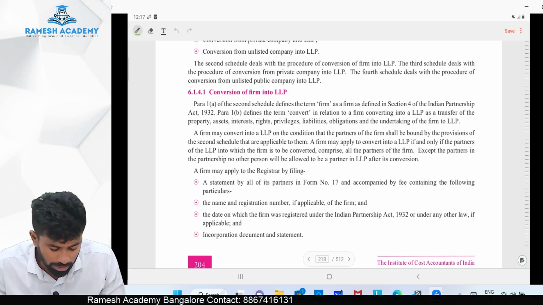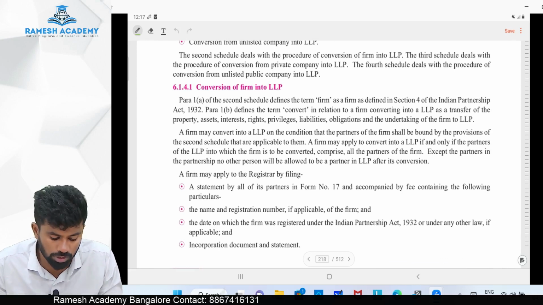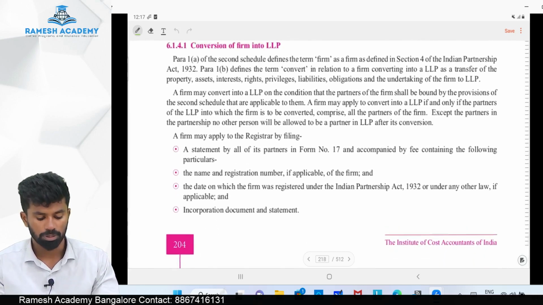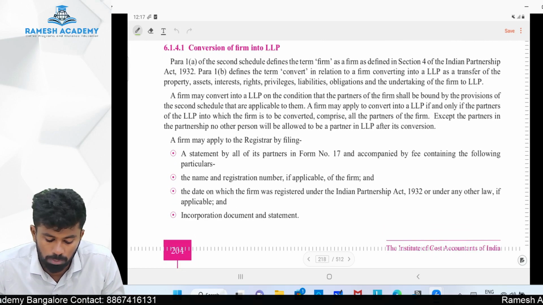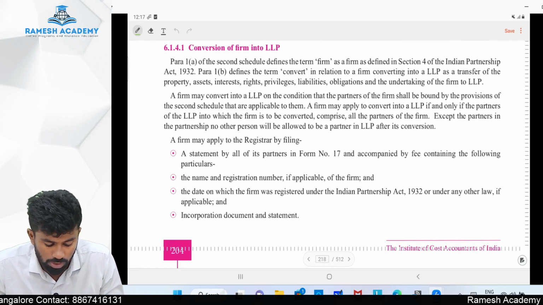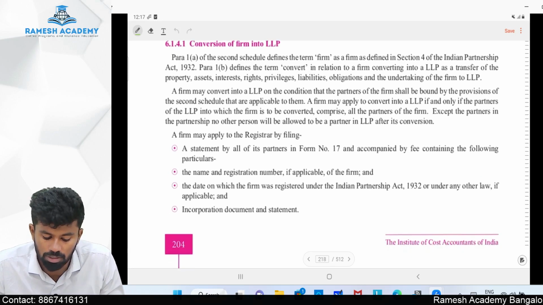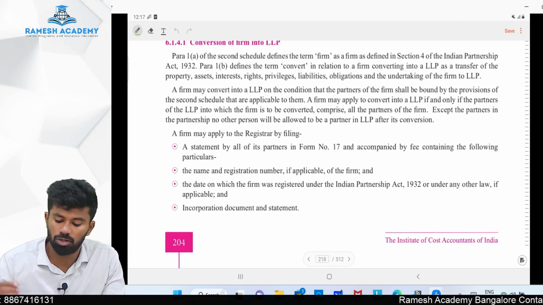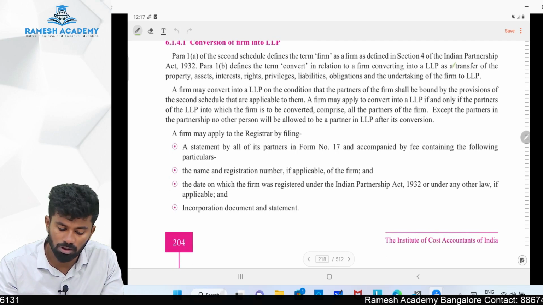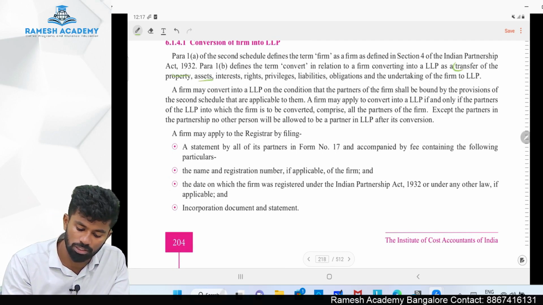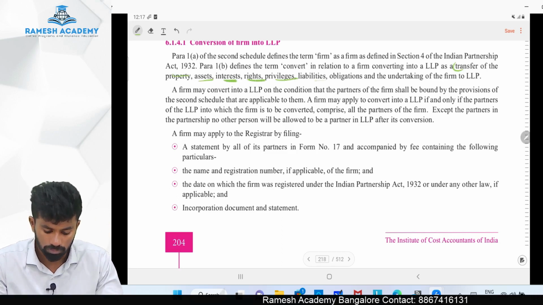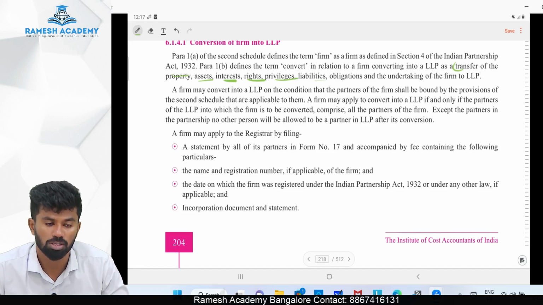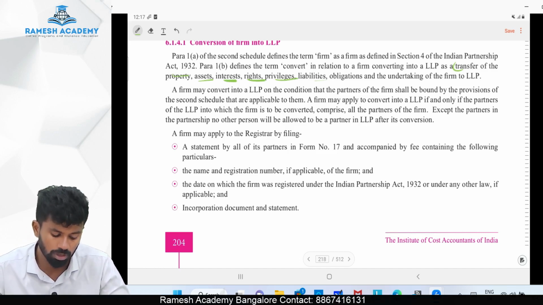Yes, guys, welcome back. Let's start with conversion of partnership firm into LLP. The second schedule of the LLP Act provides conversion of partnership firm into LLP. It defines that the term convert, in relation to a partnership firm converting into LLP, means the transfer of property, assets, interest, rights, privileges, liabilities, obligations and undertakings of the firm to LLP. This is called what? Conversion of partnership firm into LLP.